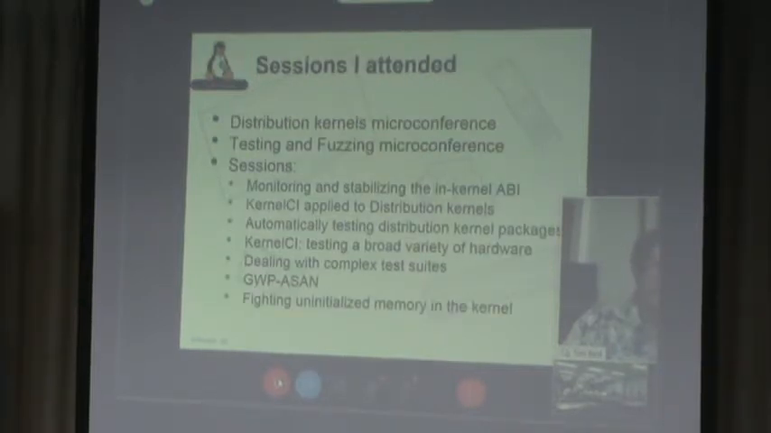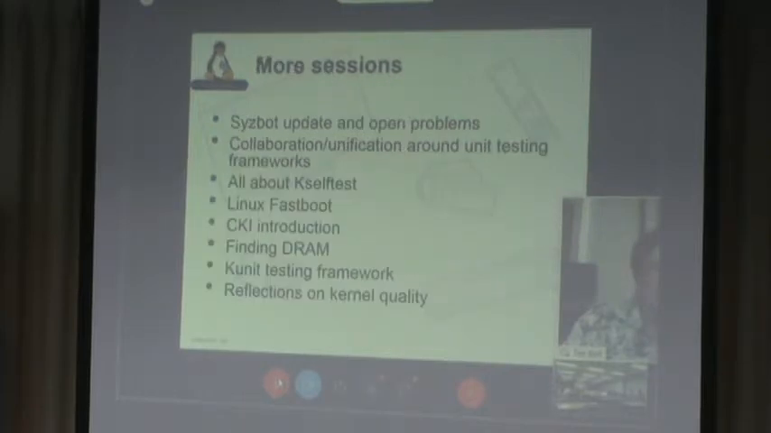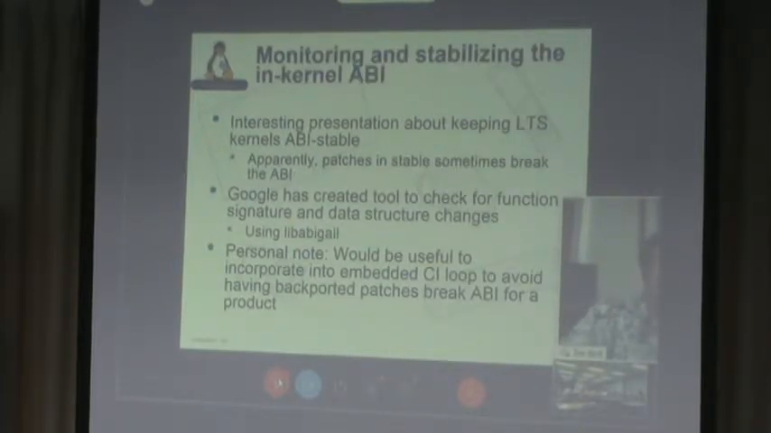So some of the sessions I attended, in particular in terms of micro conferences, I went to the distribution kernels micro conference and the testing and fuzzing micro conference. And then the sessions, I had a lot of stuff obviously having to do with distribution kernels and testing. So monitoring, stabilizing the in-kernel ABI, kernel CI applied to distribution kernels. You can read these. Here's a bunch more sessions I went to, but I'm going to go through each of these in detail. So a lot of really interesting concepts came up.